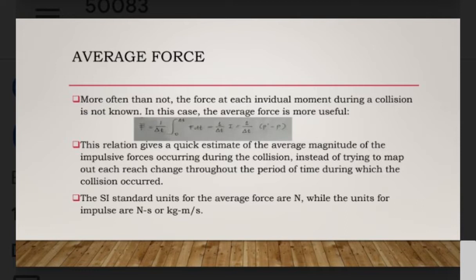Average force bar equals 1 over time integral from time 0. Average force time derivative equals 1 over time integral equals 1 over time. This relation gives us a quick estimate of the average magnitude of the impulsive force occurring during the collision, instead of trying to map out its rate of change throughout the period of time during which the collision occurred. The SI or standard units for the average force are newtons, while the units for impulse are newton seconds or kilogram meters per second.